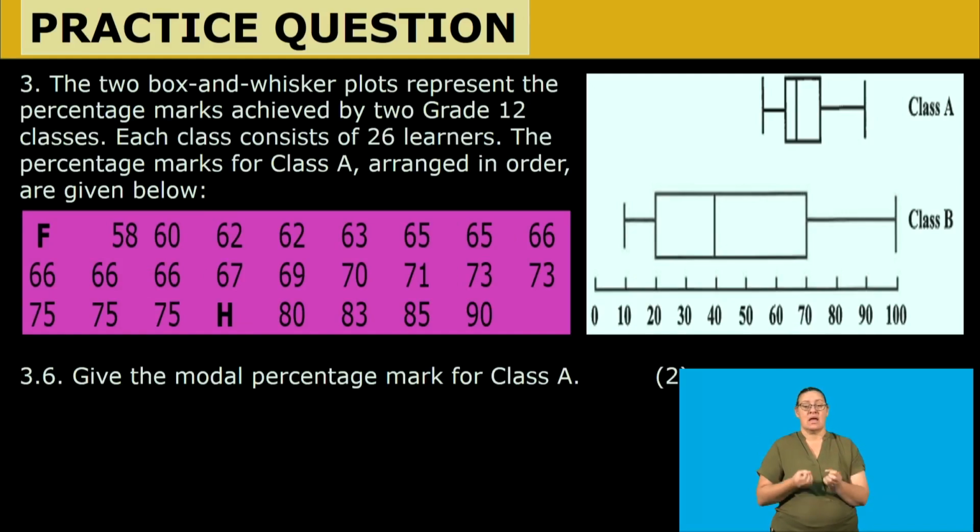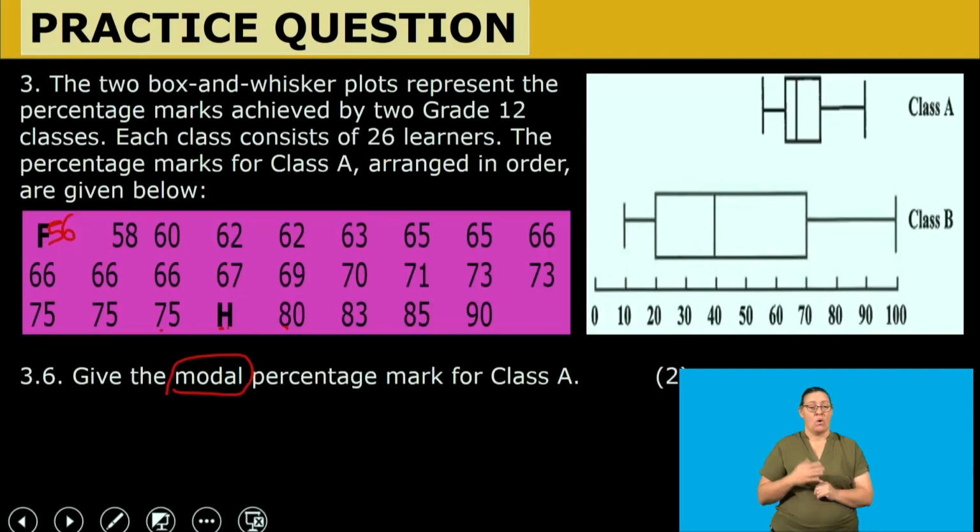3.6, give the modal percentage mark for class A. What is the meaning of modal? Modal, it is the value that appears the most. Remember this one, we already got it that it is 56, and this data is arranged in order, meaning that age, it is between the values of 75 and 80. But we know that age is not 75. They told us that it is between 75 and 80.